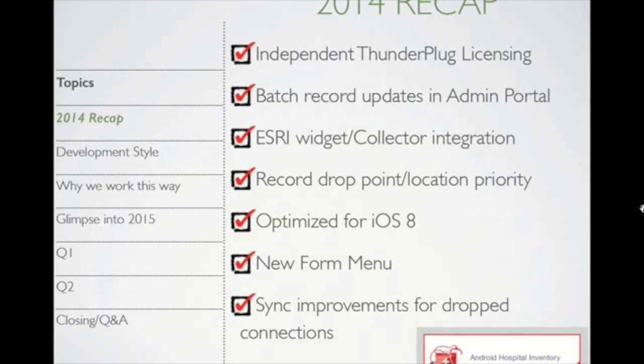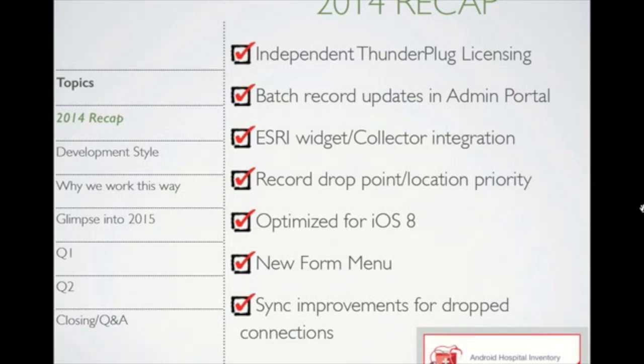Jumping over to the next page, we have, for the Thunderplug crew out there, some independent licensing additions which were key. In the past, Thunderplug had to sync with the cloud in order to get the licenses for the users that wanted to be in the field connecting to the server, or the Thunderplug. This is okay in theory, but we quickly realized that if a device breaks or you have unplanned devices that need to assist and work in the field, then we quickly ran into problems.